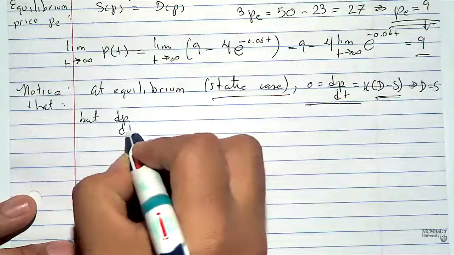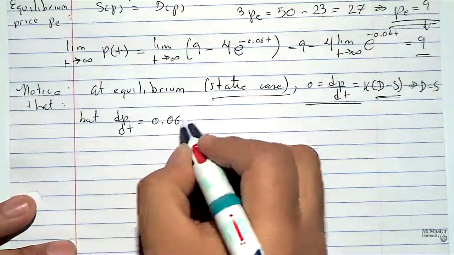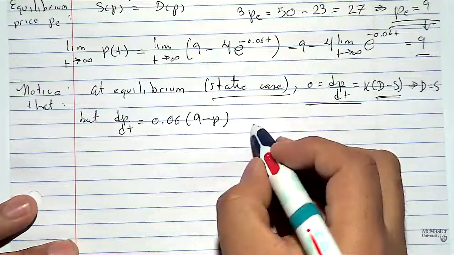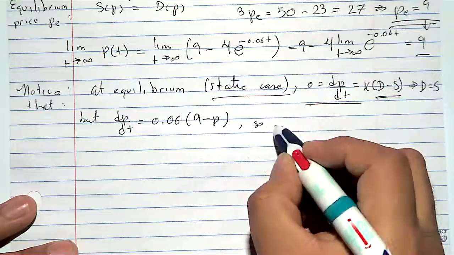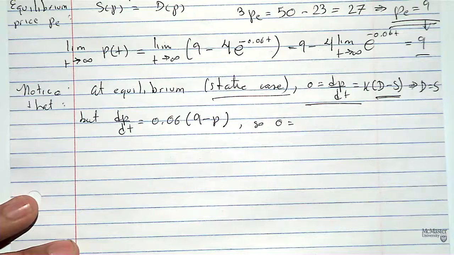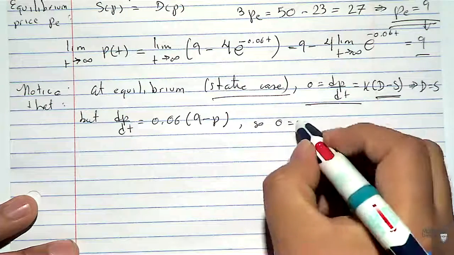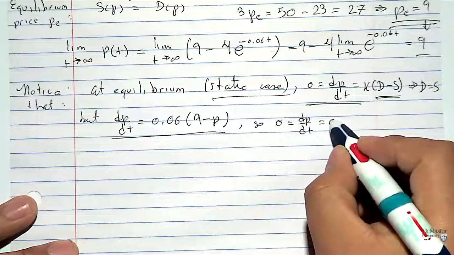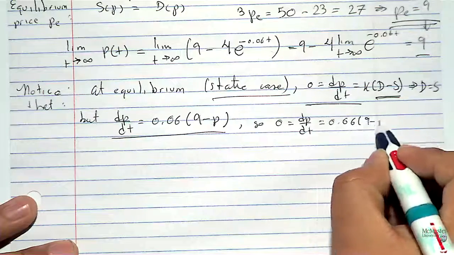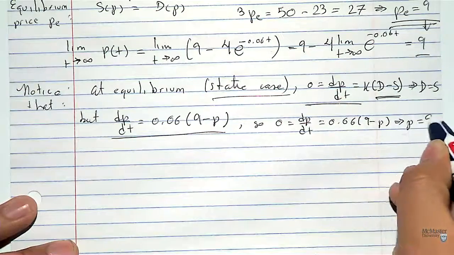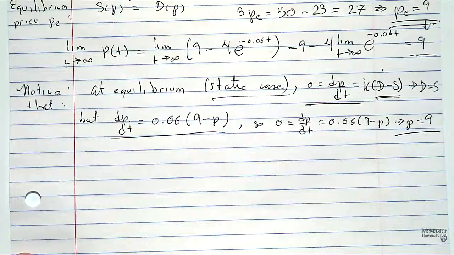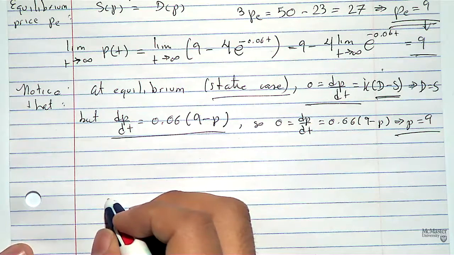Now, dp over dt is equal to 0.06 times 9 minus p, if you notice the simplification that we did. So in the static case, it's basically just scrambled in the equation again, but to make the point obvious, when dp over dt is equal to 0 in this expression of the equation, that would mean that p should be equal to 9, which is precisely what we're having in this time limit.